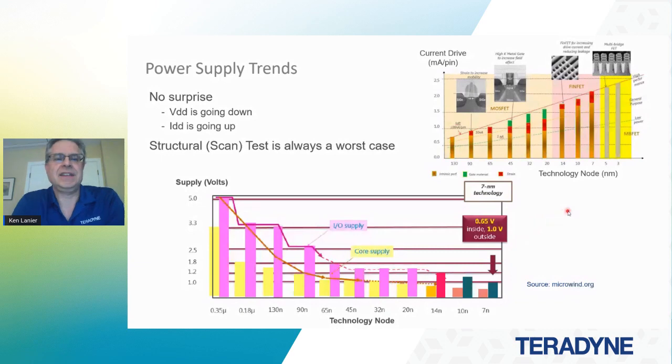And again, at test, we have a bigger problem than anybody else who's using this device, because when we test the device, we run structural scan tests, which by definition are flipping lots of transistors at once and causing really the worst case power supply draw that device will ever see.